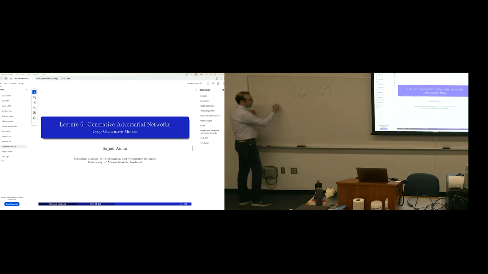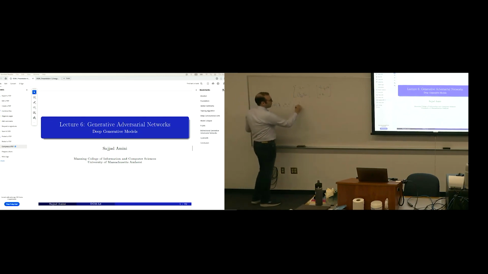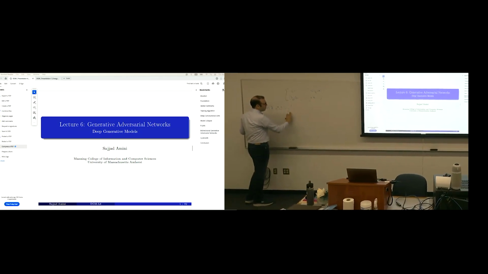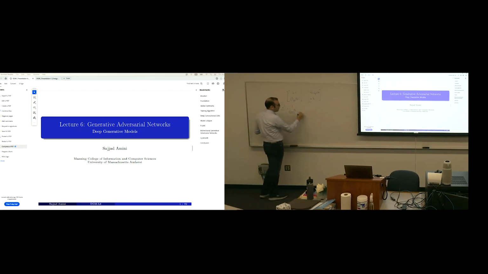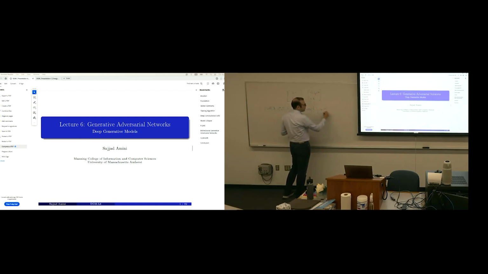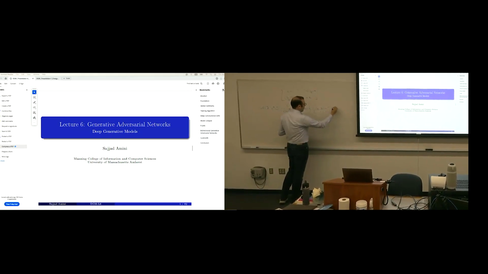The PDF over x with parameters mu and sigma equals 1 over 2 pi to the power of d over 2, times the absolute value of the determinant of the covariance matrix to the power of 1 over 2, times the exponent of minus 1 over 2 times x minus the mean, transpose, the covariance matrix inverse, x minus mean.